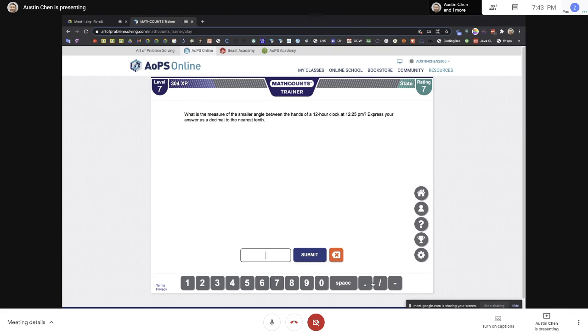What is the measure of the smaller angle between the hands of a 12-hour clock at 12:25 p.m.? Express your answer as a decimal to the nearest tenth.